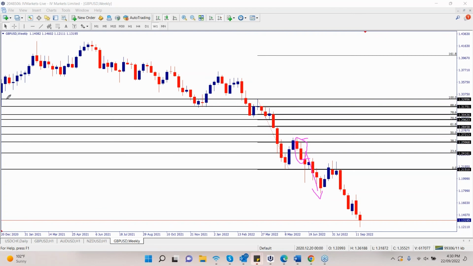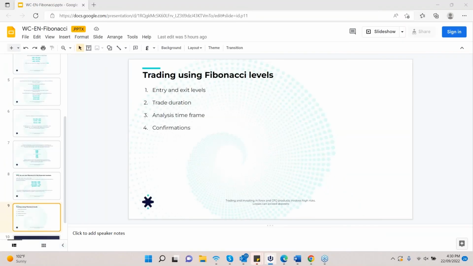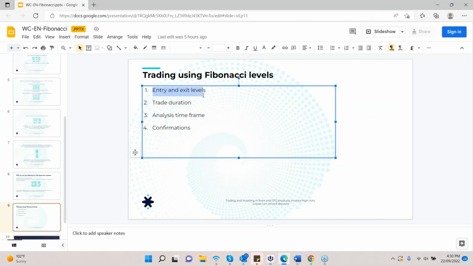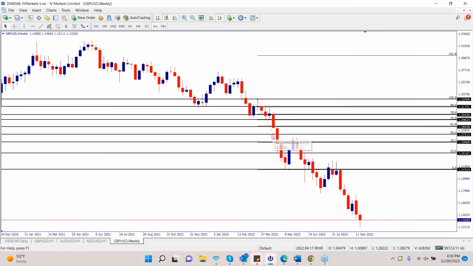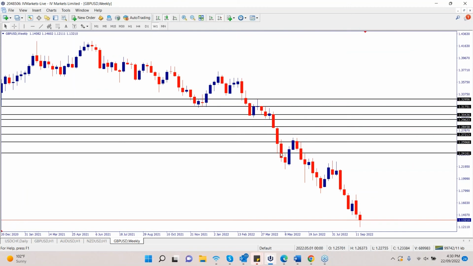So for now, this is the Fibonacci regarding our retracement levels. We have studied entry and exit levels, trade duration, and analysis time frame. I'm going to explain what the analysis time frame is. As I have explained, we can use different time frames, because Fibonacci is not a tool for a specific time frame. It is a tool we can use on every time frame.